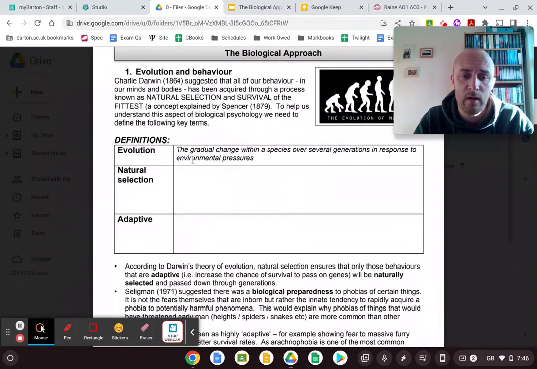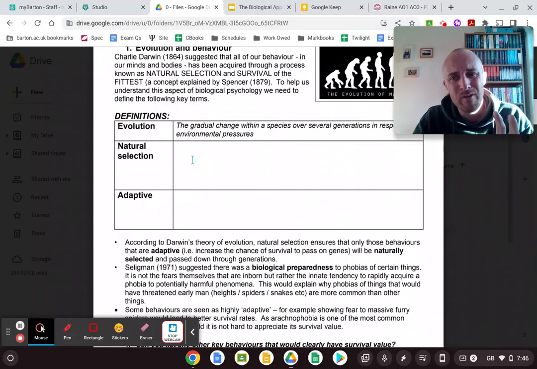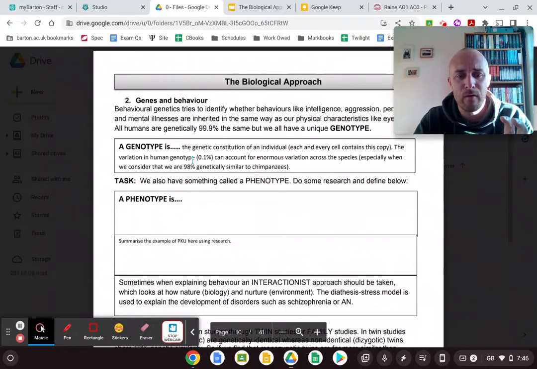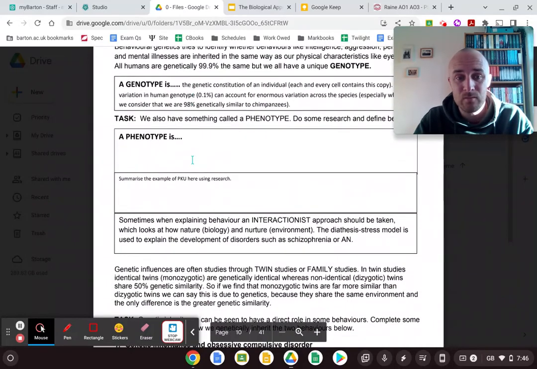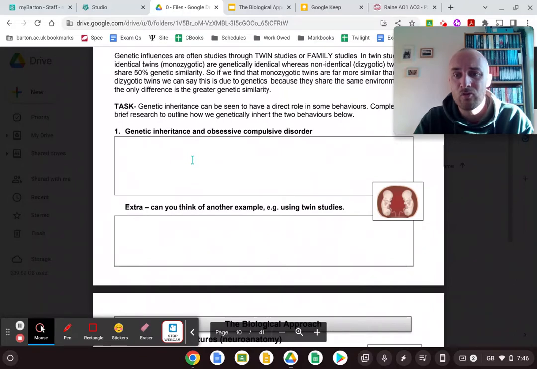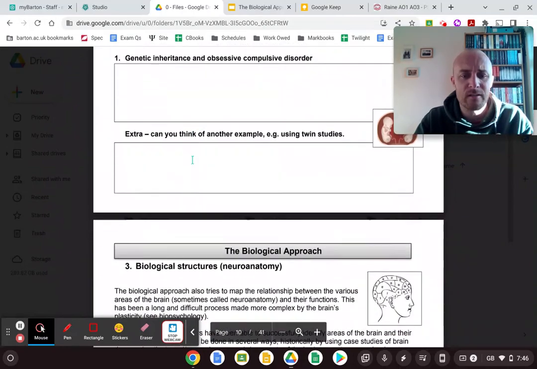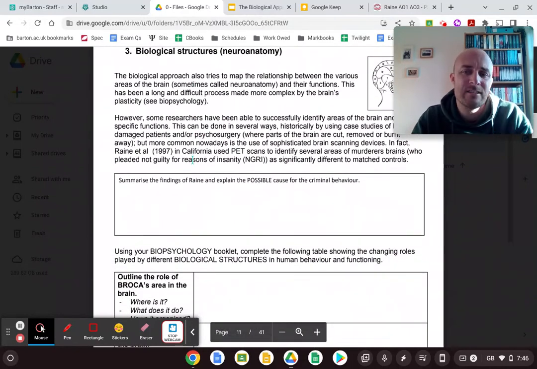I do just quickly want to make sure there's a lot written down in the workbook. This may change in subsequent versions of the workbook. I've kind of gone through that. That's fine. A phenotype, I've covered that as well. Not too bothered about that. You do want to look at the link between genetic inheritance and OCD. Look at the statistics. Look in my slides for that, actually. Raine is a good example.